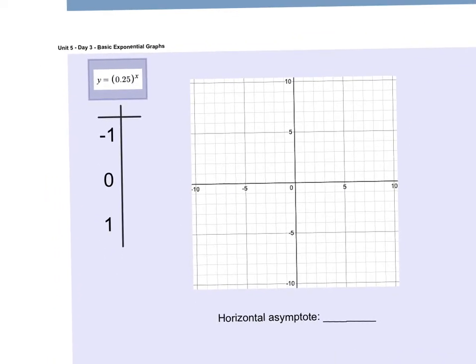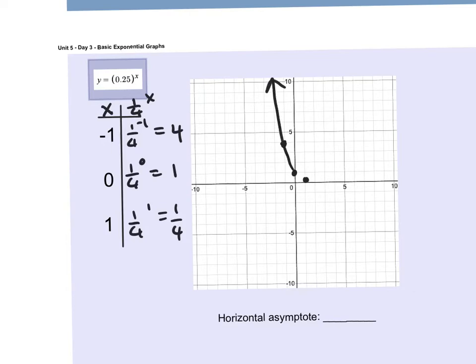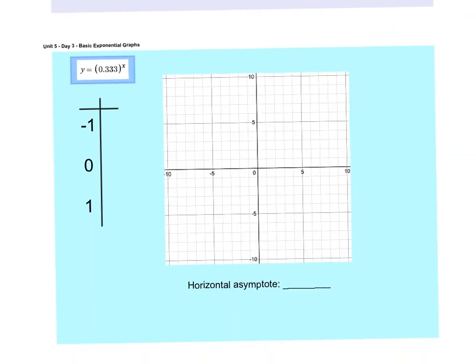Okay, let's try it again. I hate the decimal, so can we change this to (1/4) to the x? It's much easier to see (1/4) to the negative 1 is equal to 4 instead of using that decimal. (1/4) to the 0 is 1, and (1/4) to the 1 is 1/4. So similar graph to our last one. We have a horizontal asymptote at y equals 0.